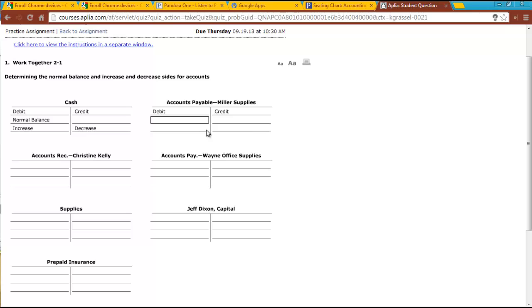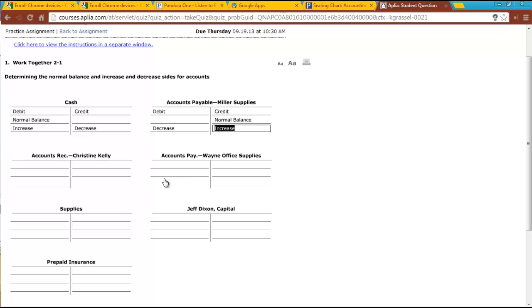That's a key thing that you need to realize. Liabilities, Kyler, on what side of the accounting equation? Right, so what's the normal balance? And what is the right side called? Credit. So we're going to say the credit is the normal balance. Normal balance is always the increase sign. The opposite would be the decrease.